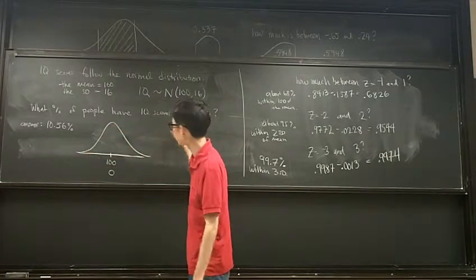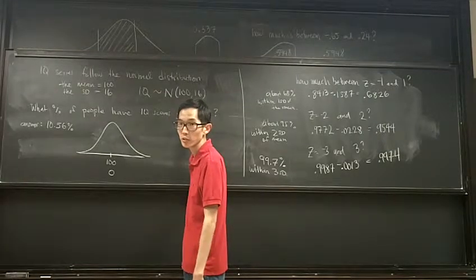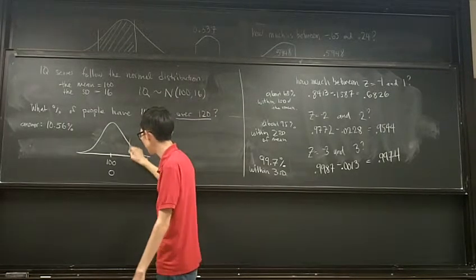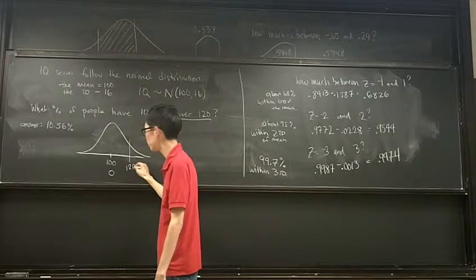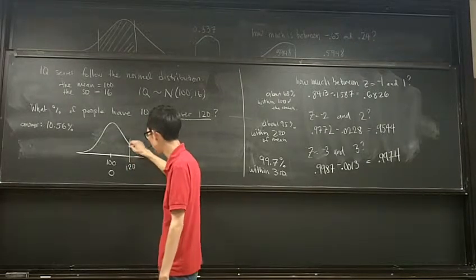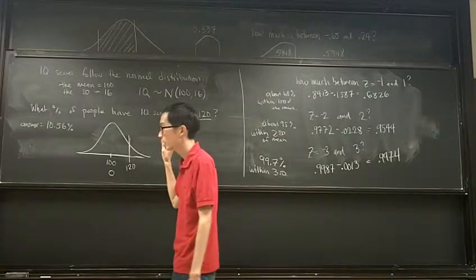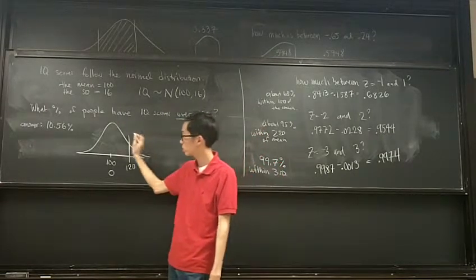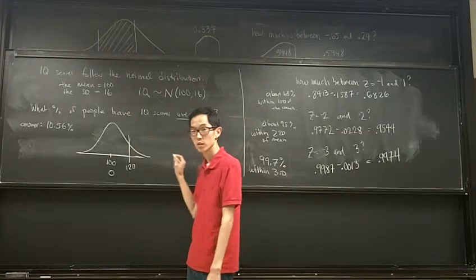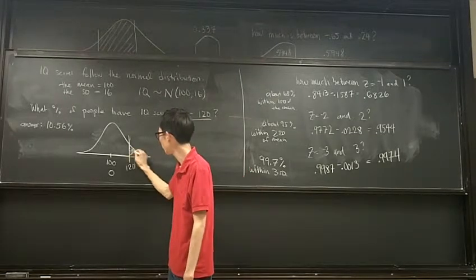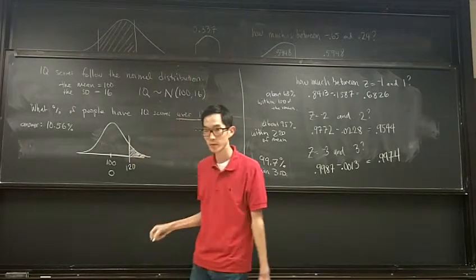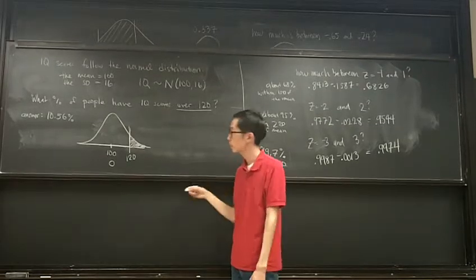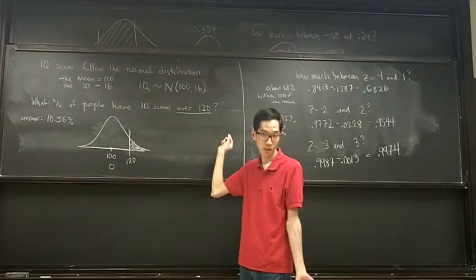Where am I drawing an IQ score? I want to know what percentage of people have IQs over 120. So 120 is bigger than 100. So I'm drawing a line right here. And I want to know what percentage of people have scores over. So am I going to shade this side or this side? I'm going to shade to the right. I want to know how much is over 120.